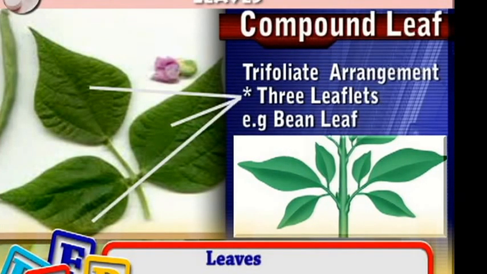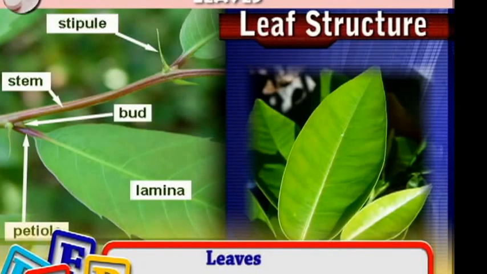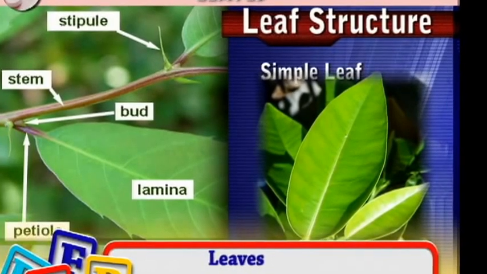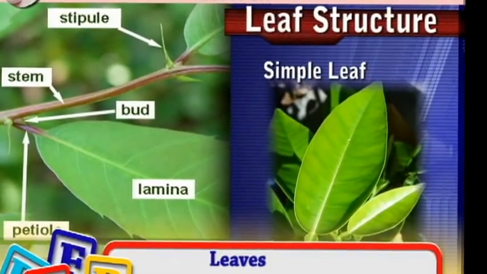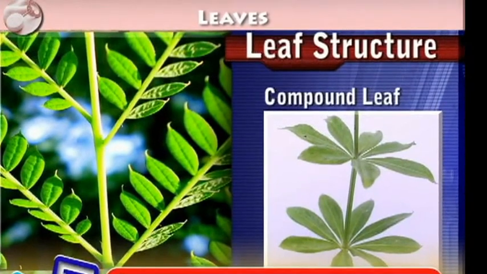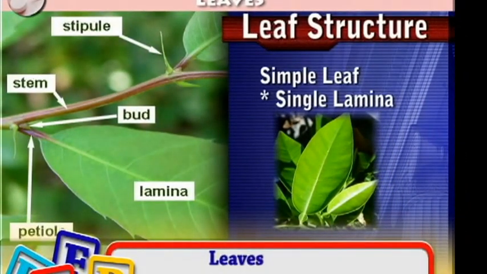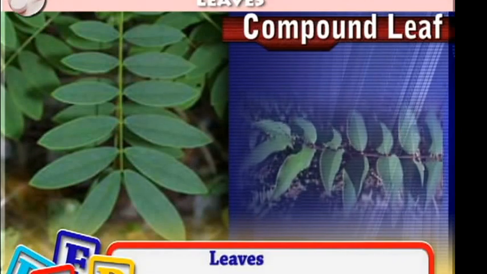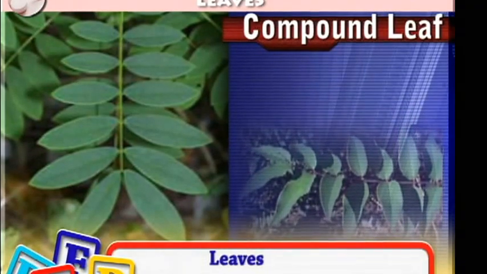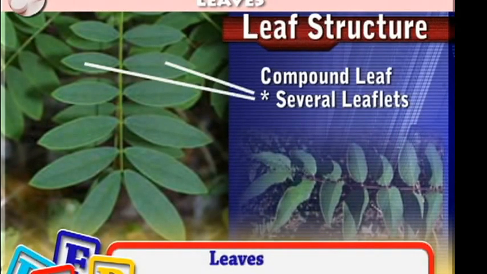So we have been looking at the shape. We have said that we have 2 leaf shapes: the simple shape and the compound shape. The simple leaves are those that have a single lamina, for example hibiscus, and the compound leaves are those that have a blade that is divided into a number of leaflets.